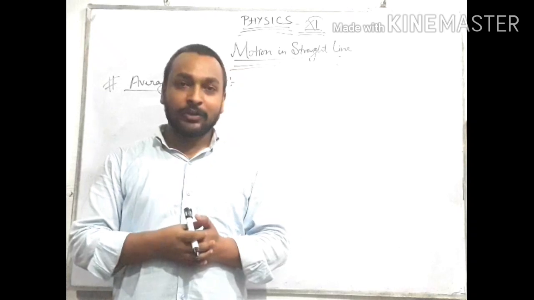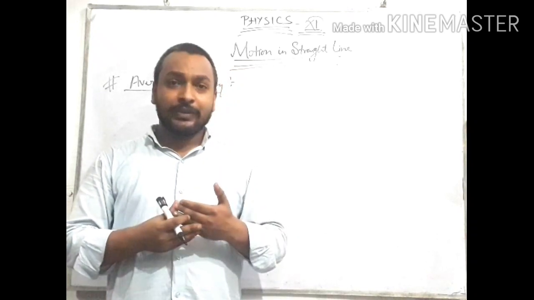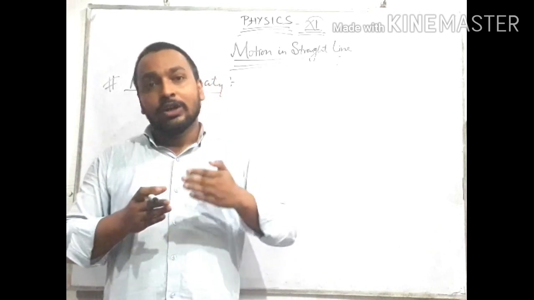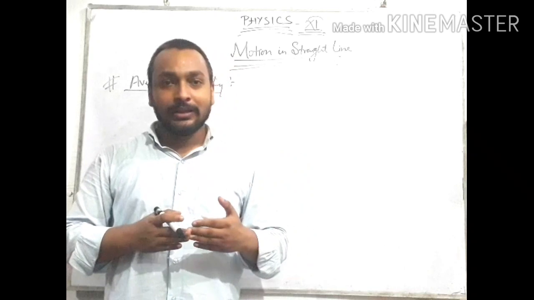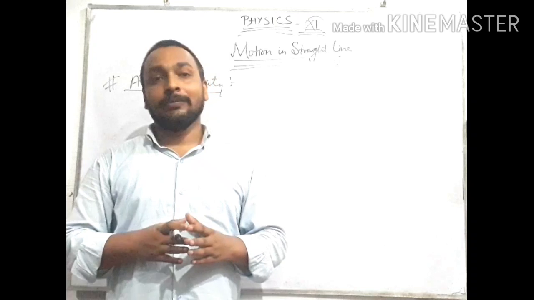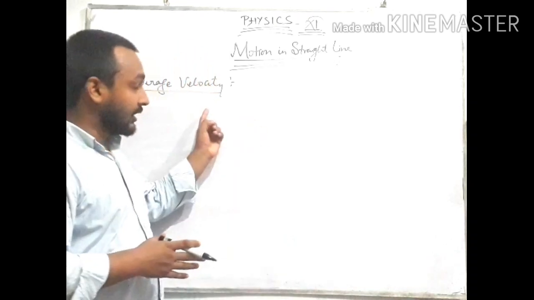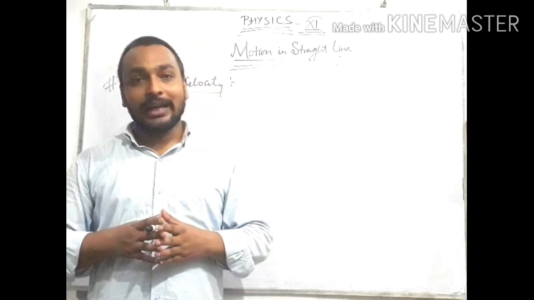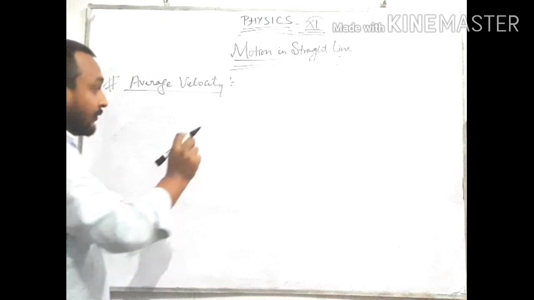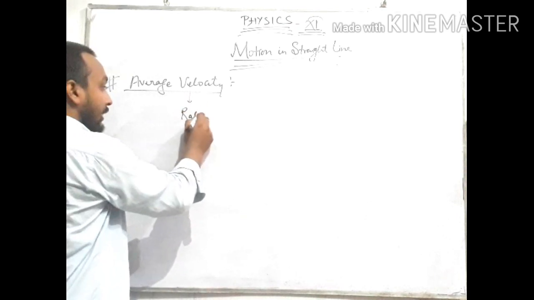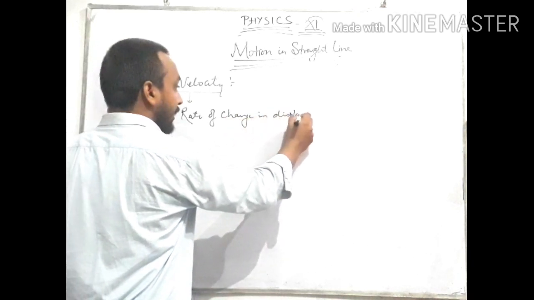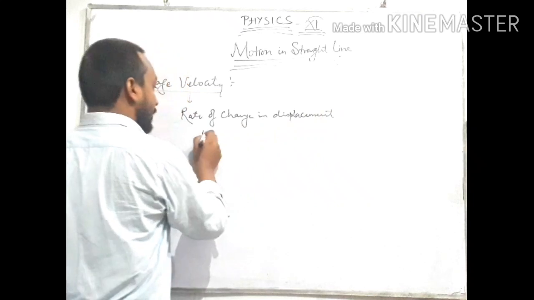When a body changes its position, at that time we have one question in our mind: how fast or how slow is the body changing its position. So the rate of its movement can be determined by the term that we call average velocity. So average velocity can be defined as the rate of change in displacement with respect to time.